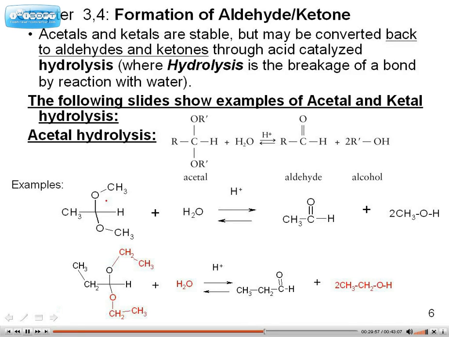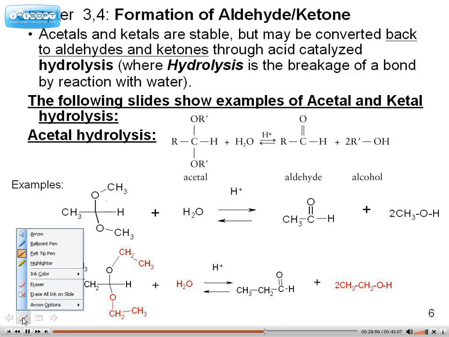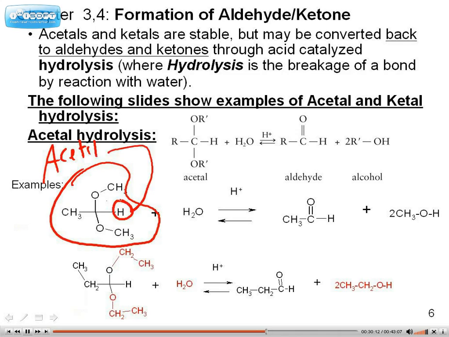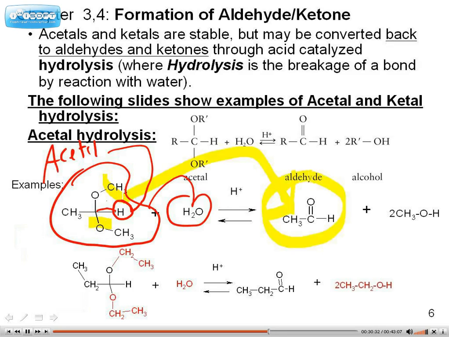We can go in the reverse direction, starting off with an acetal. Notice automatically I identified it's an acetal versus a ketal by that hydrogen that's directly attached. We can go in the opposite direction, and by adding in water, we can break these bonds to form a brand new aldehyde.